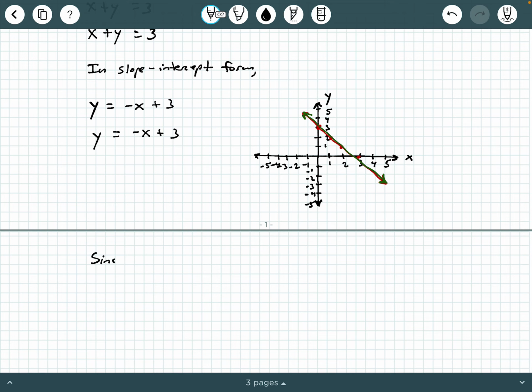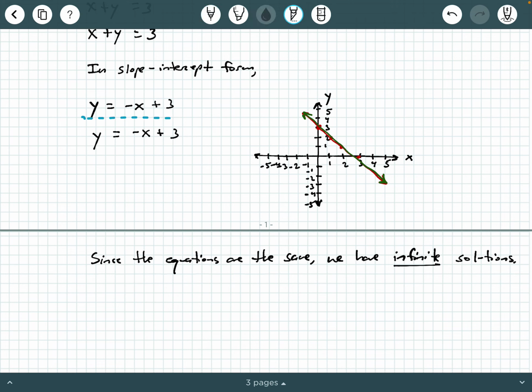Since the equations are the same, we have infinite solutions. What that means is that every ordered pair (x, y) that satisfies the first equation also satisfies the second equation. These equations technically intersect at infinite points because they lie on top of each other, all right?